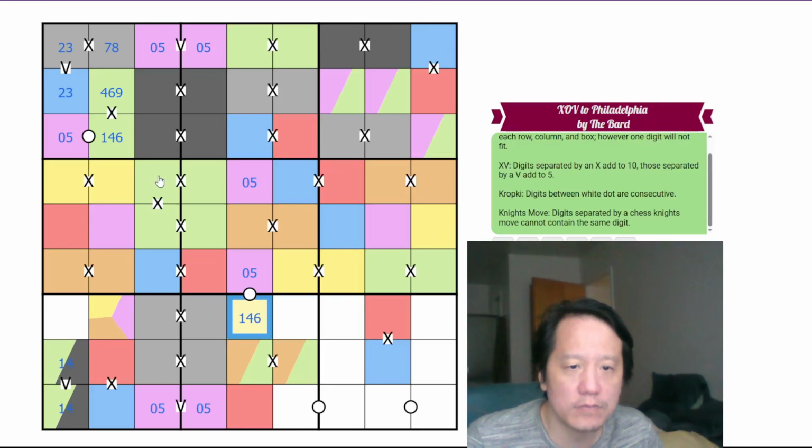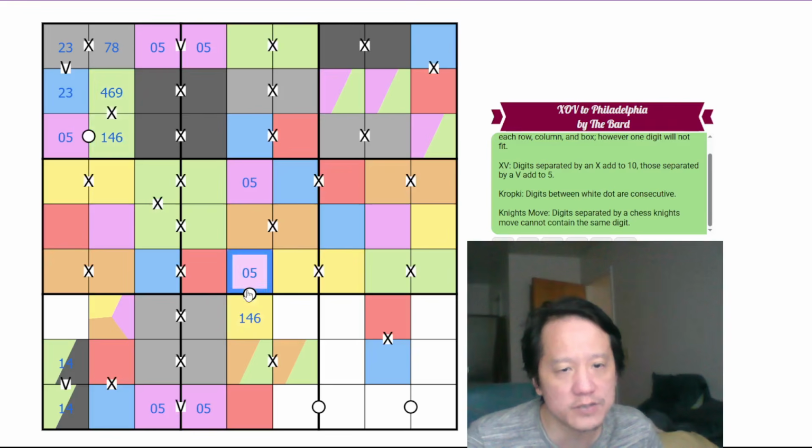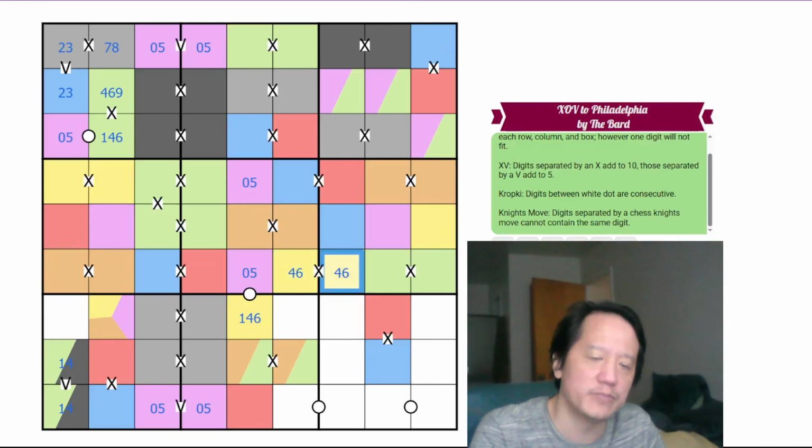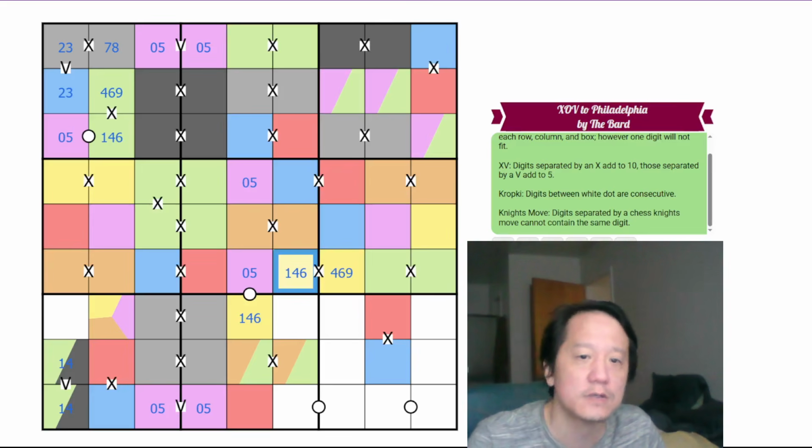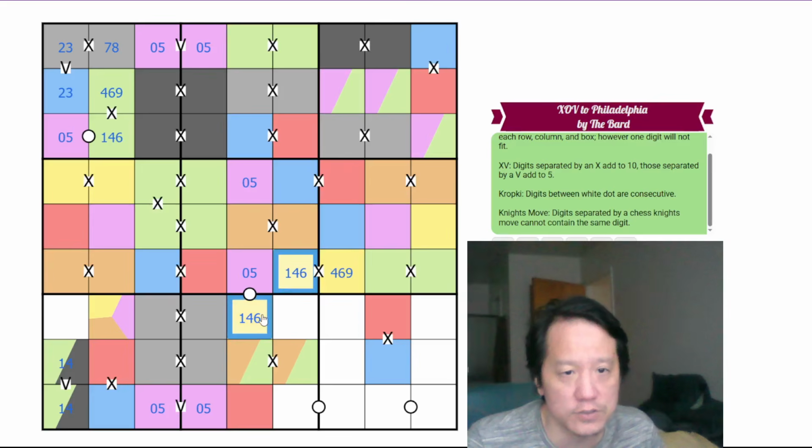And so these are different 0s and 5s. Because 5 would have to be next to a 4-6 pair. 0 can only be next to 1 and 9 as a pair. So this is either 4-6, and this can't be 1 because that's an anti-knight. I'll move away. So this would be 9. That would be 1 if that were the case. So these two are the same.